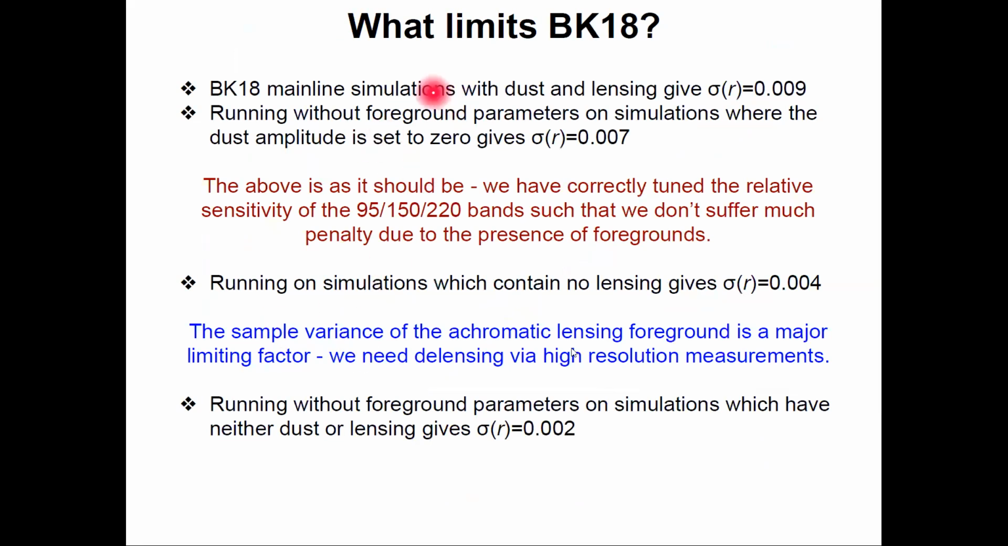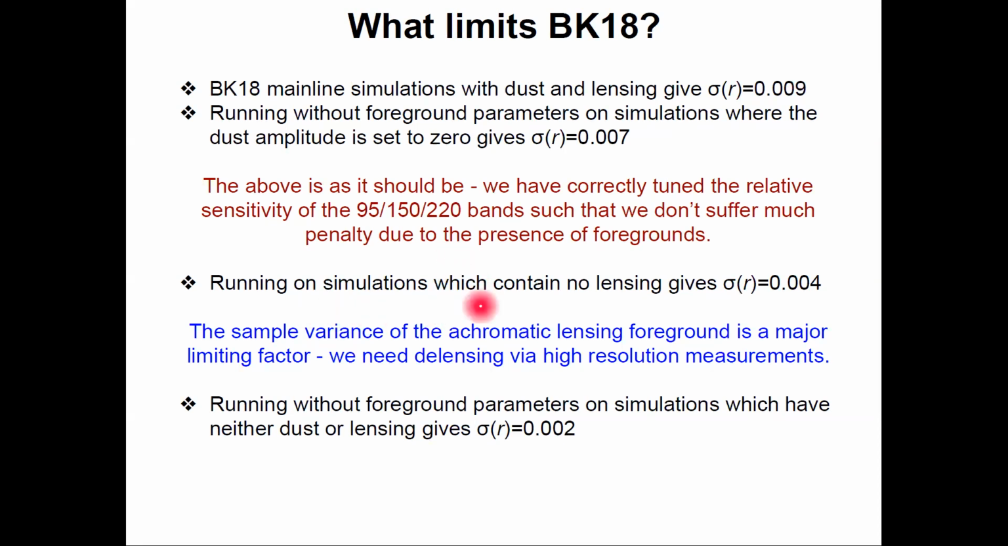So what limits the BK18 result? Why is sigma r, the uncertainty on the all-important r parameter, 0.009? If we run without foreground parameters on simulations which have no dust, then we get 0.007. Not much difference, and that's as it should be. It indicates that we've correctly set up our sensitivity at the different frequency bands such that we don't suffer much of a penalty on sigma r due to the presence of foregrounds.